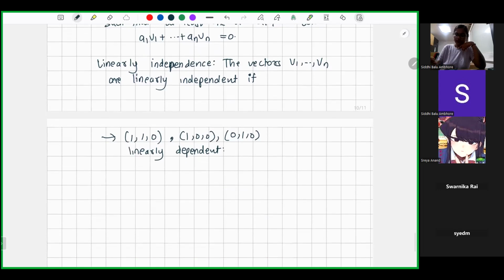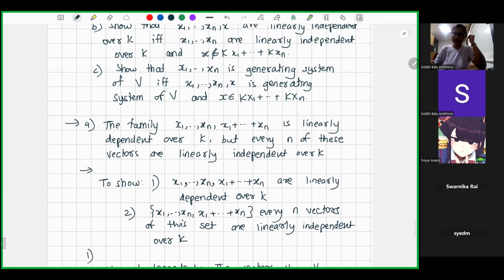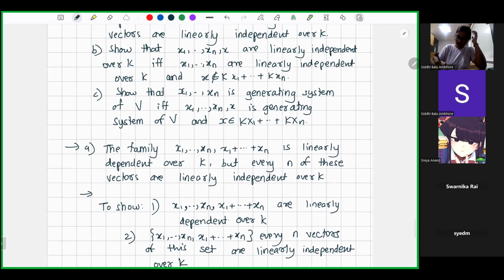Because this 110 is 1 times 100 plus 1 times 010. But as you said, one of the vi is some kvj. Maybe that was very trivial, but any combination of existing vectors, yes, definitely. That's what this statement says, and their combination will not make another existing vector in that set. Exactly, this is what this statement says.